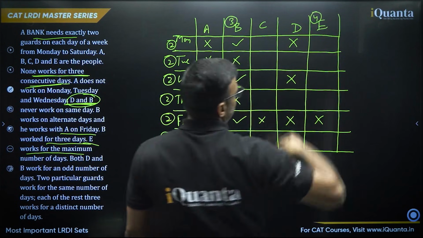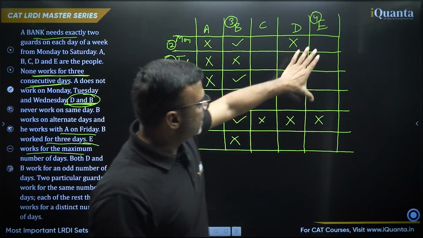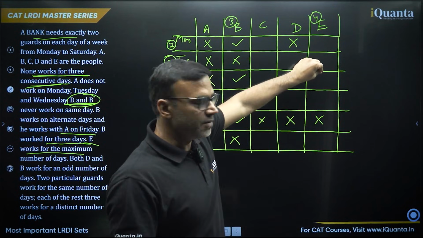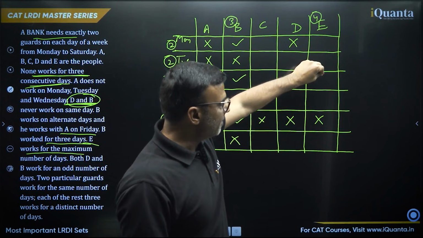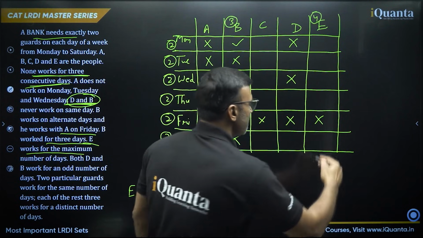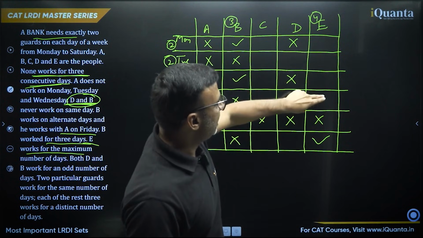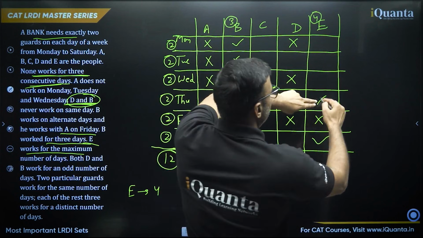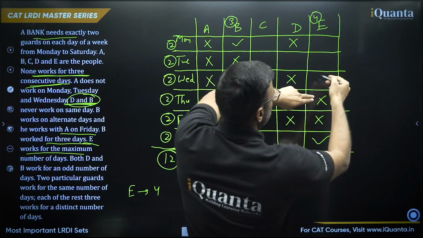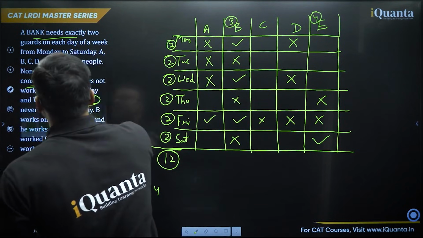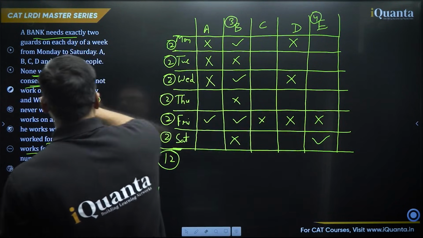4 days. Check it carefully. Can I take these 4 consecutive days? No, because there will be 3 consecutive days of work. That should not happen. That means I cannot leave this blank for E. So E has to work on Saturday. Now here these 4 days. Can I leave this blank and take these 3 consecutive? No, I cannot take 3 consecutive. So I cannot leave this blank. So this has to be taken. That means E has to work at this place, Thursday. Perfect.